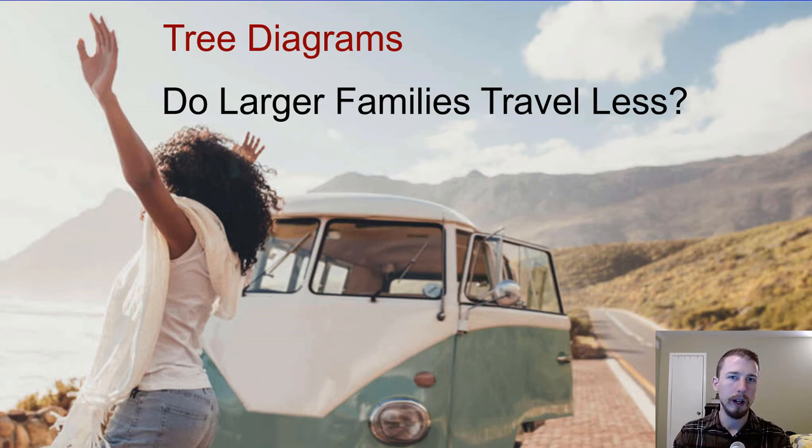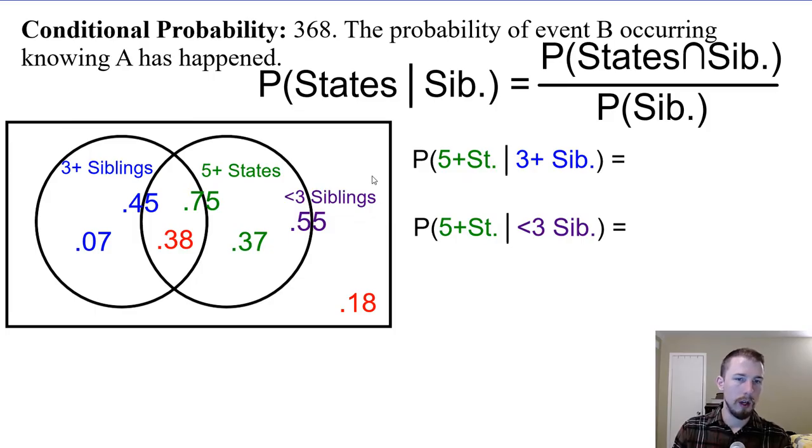So at the beginning of the year, I had you guys take a survey, and two of the questions in the survey that I asked are how many siblings you have and how many states that you have visited. So we're going to see if having larger families tends to travel more or tends to travel less. We'll see. All right, so I broke it down where we had 45% of my students had 3 or more siblings.